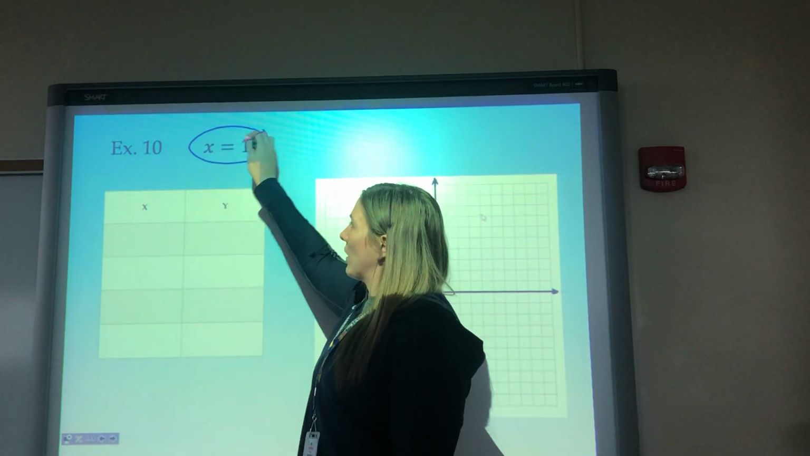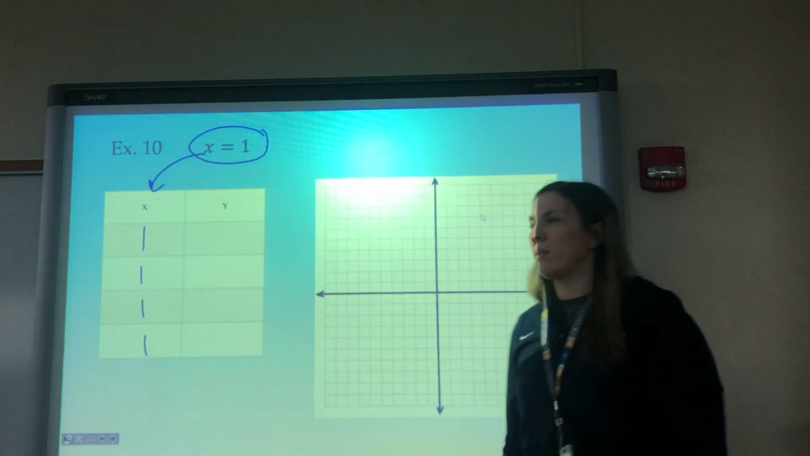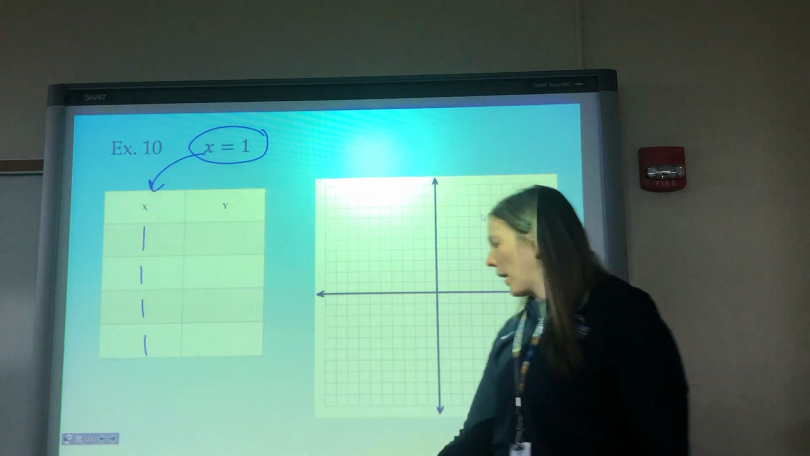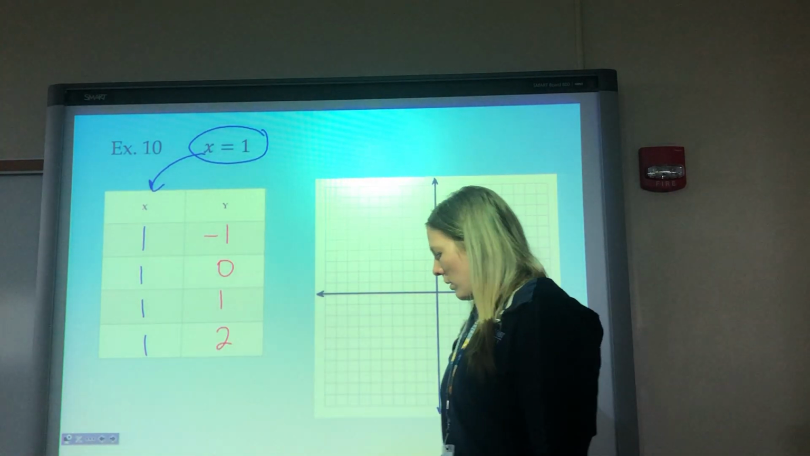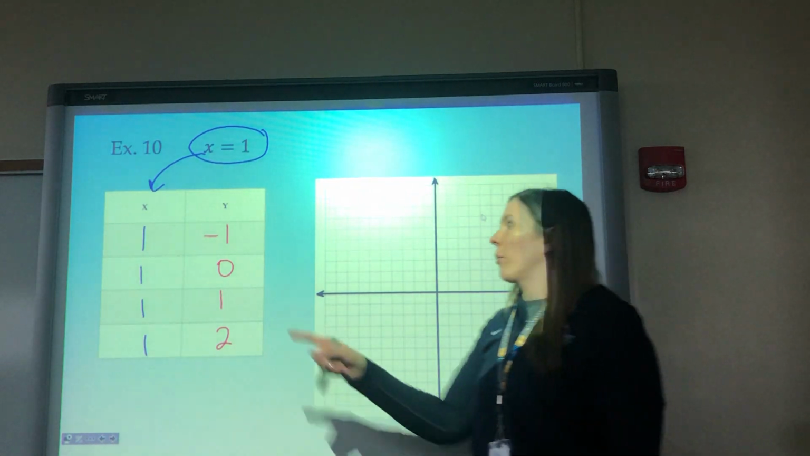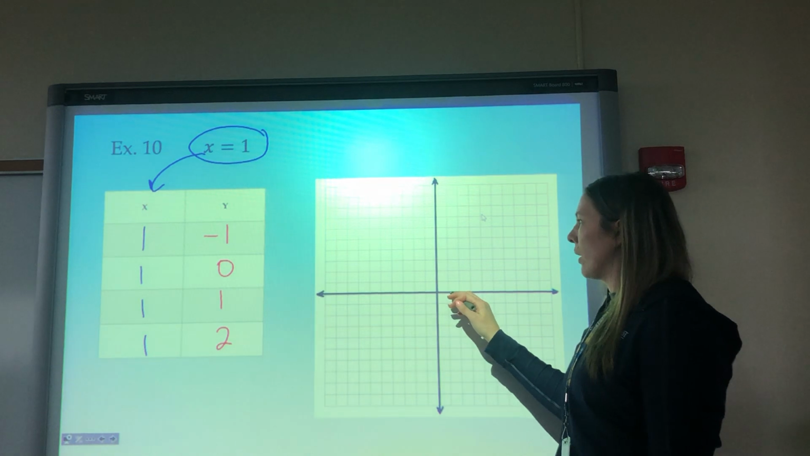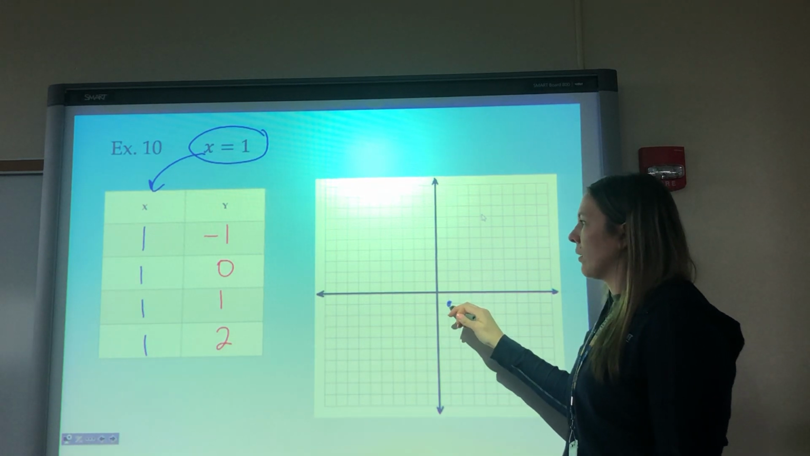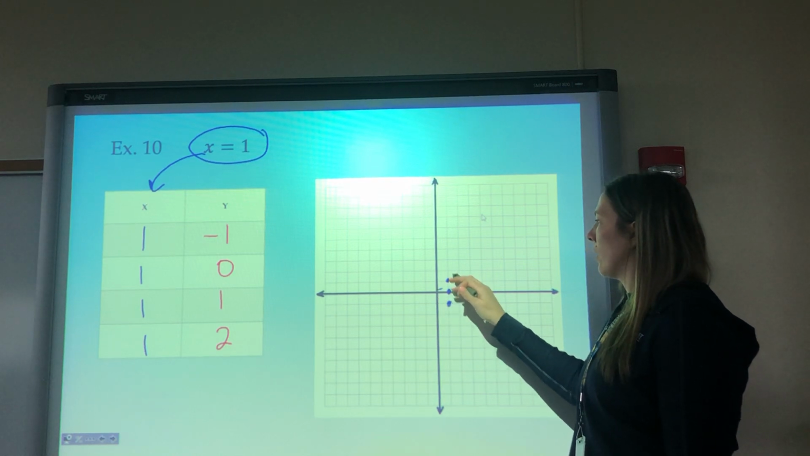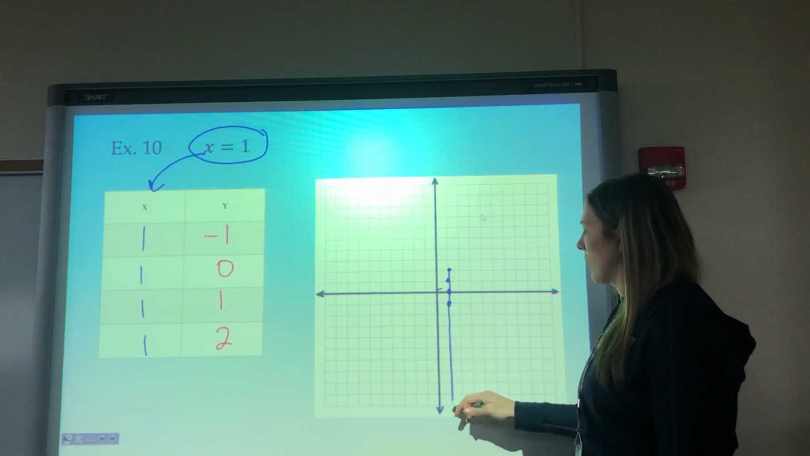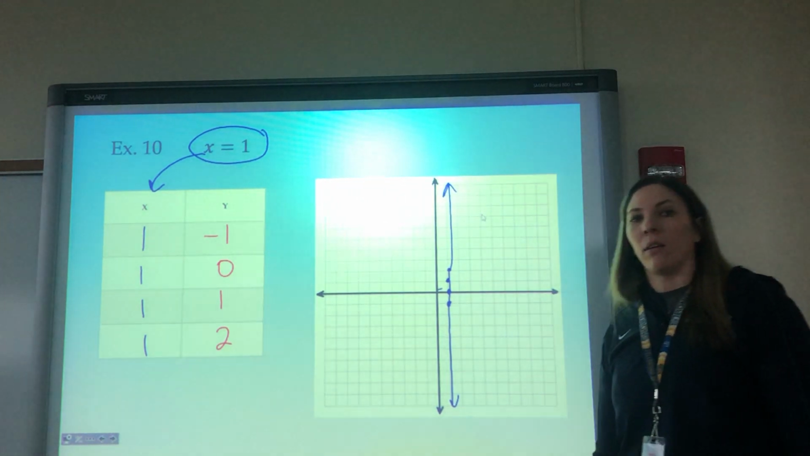If it's x equals just a number, that goes in my x column. Boom, boom, boom. 1's in all those spots. Your y column, we fill in -1, 0, 1, and 2. And then when we graph those points, remember, x is telling me left or right, so +1 would tell me right 1, and then -1 down 1, (1, 0), (1, 1), and (1, 2). And there's our vertical line.